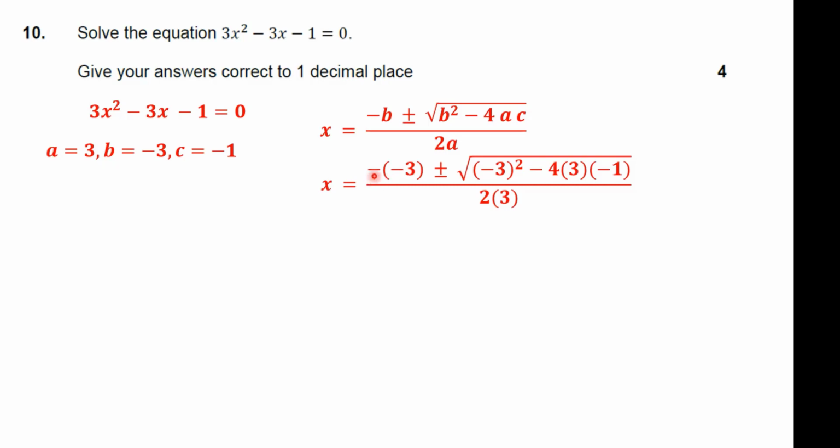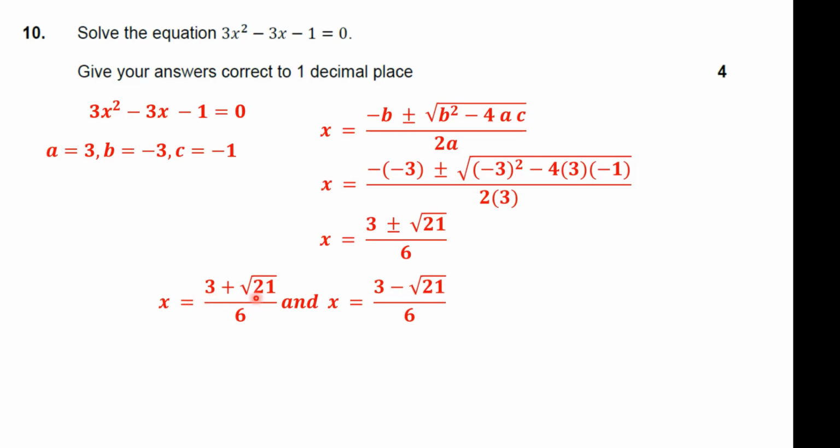That's what we get. We get the minus of minus 3. Be careful. Minus 3 squared, take away 4 times 3 times minus 1. If we do that, we'll get a plus 3. If we do this with a calculator, we'll get 21. So we're going to have 2 answers. x is going to be 3 plus root 21 over 6, because the 2 times 3 at the bottom gives you 6. And then x is 3 take away root 21 over 6.